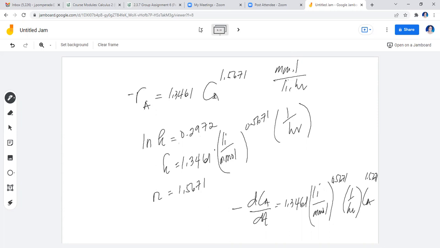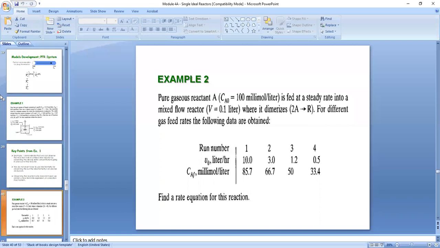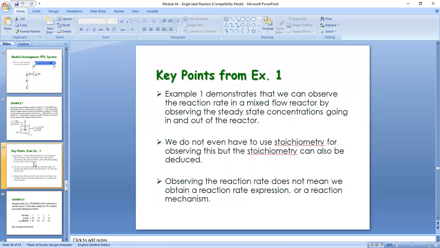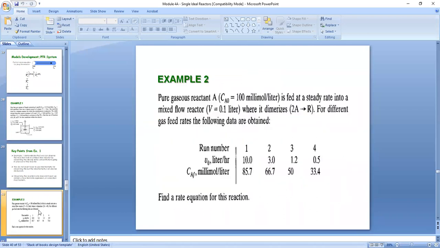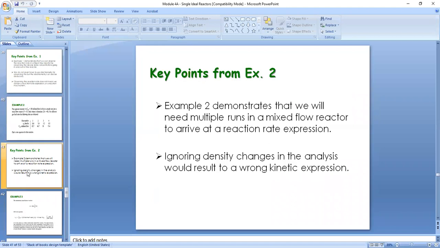Understand? So we go back to our slides. So that's our problem, and these are the key points, the learnings, the takeaway that we get from this particular problem. So we are on sample problem number 2.